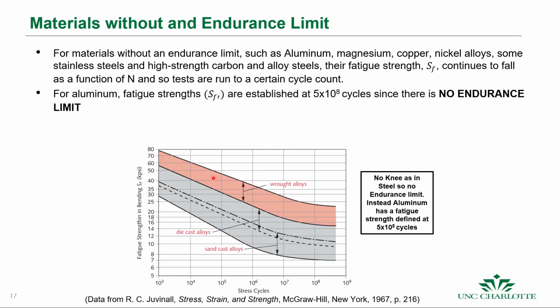Now, for the materials that don't have an endurance limit, such as aluminum, magnesium, copper, etc., their endurance limit continues to roll off as a function of the number of cycles. Because we can't run these tests forever, for certain materials they try to get a fatigue strength at an established number of cycles. When you have 5 times 10 to the 8 cycles, that's the established value for the fatigue strength for these materials.